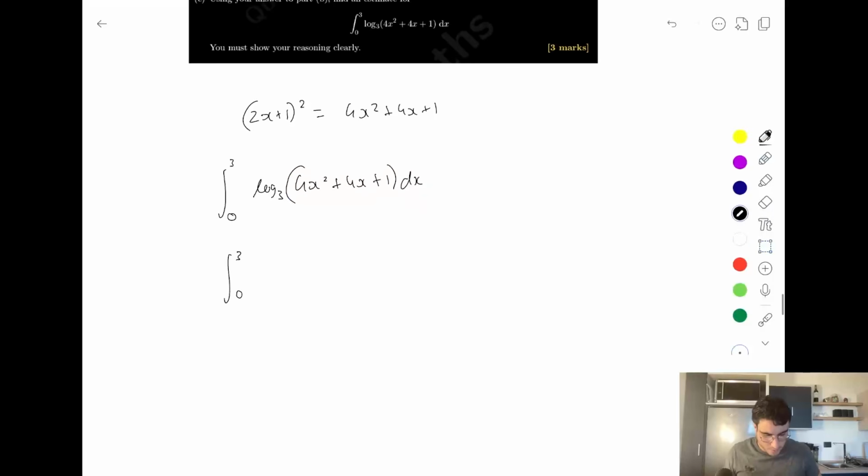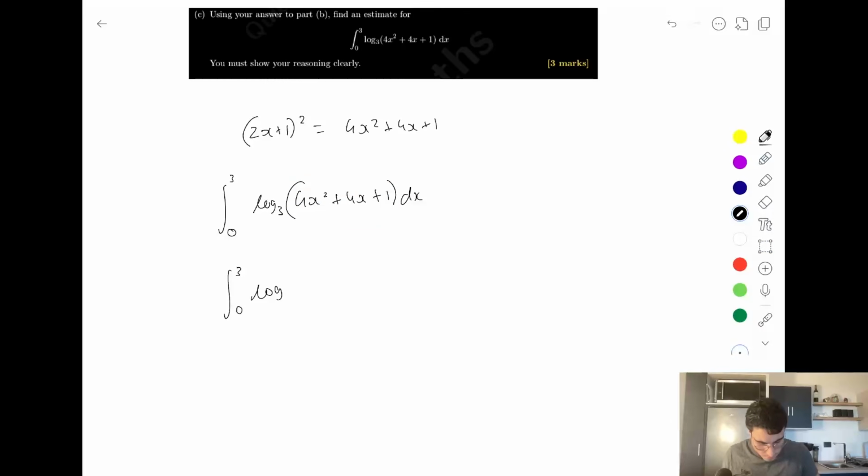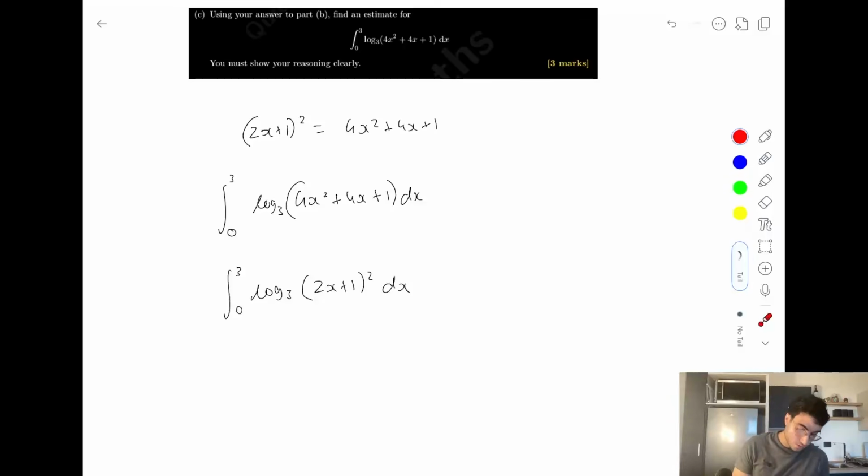Okay, it's the same as saying this. So now what do we do? Do we expand again? Do we integrate normally? You know, power rule plus 1 divided by 3? No.